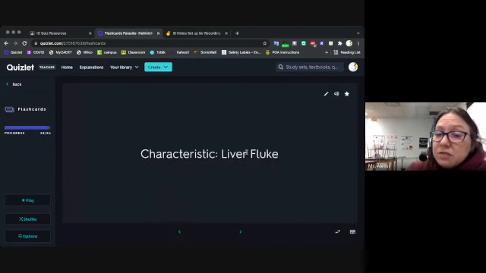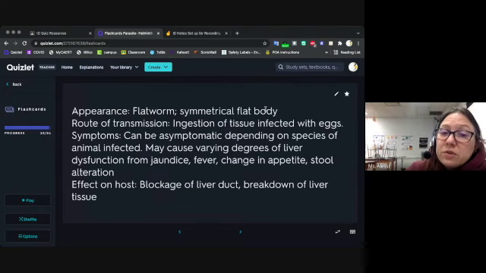Last, we have a liver fluke. Liver flukes are a flatworm. They have a symmetrical flat body. The route of transmission is ingestion of tissue infected with eggs. Symptoms can be asymptomatic depending on the species of the animal infected. They may cause varying degrees of liver dysfunction, from jaundice, which is the yellowing of your skin and the eyes, fever, change in appetite, and stool alteration.